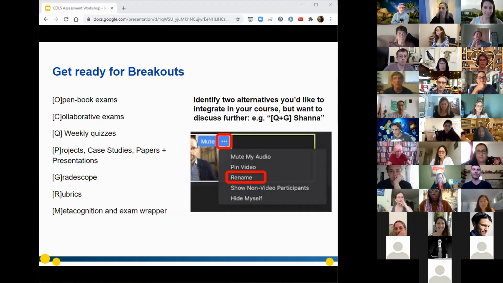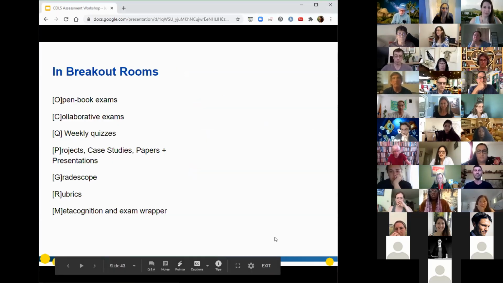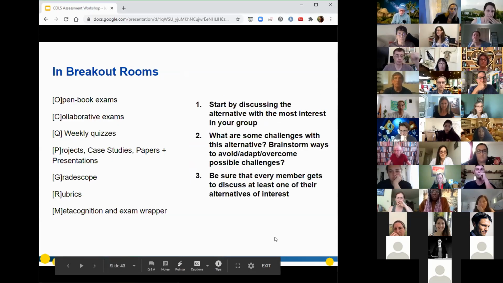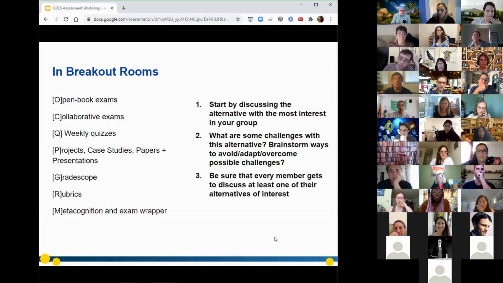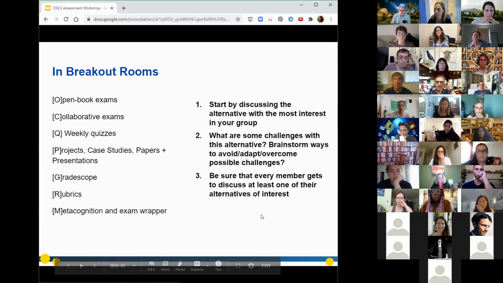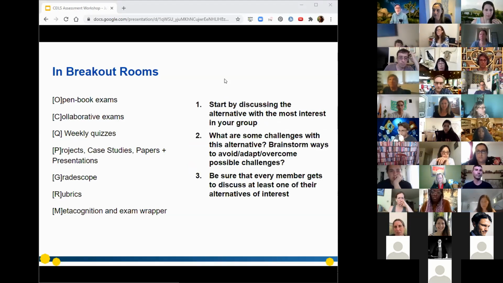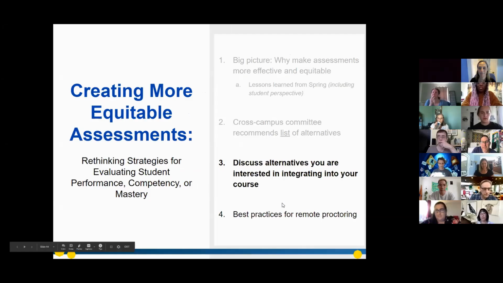So in breakout 2, you'll discuss the alternative that your group has the most interest in. And then think about some challenges with this alternative and brainstorm ways to overcome or adapt to these challenges. And we have how much time for this? I'd say 8 minutes. Let's do 8 minutes. All right, 8 minutes. Great.